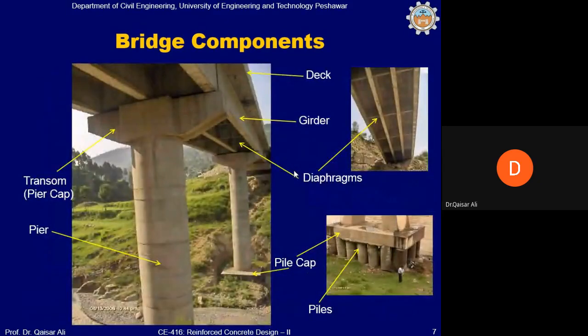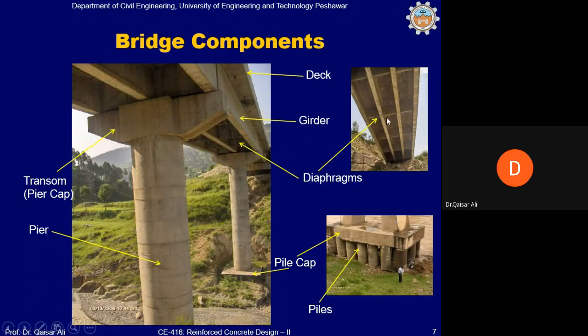This is an actual picture of a bridge. You can see different parts of the bridge. The bridge deck is actually the surface, as I said earlier, on which the vehicle runs. So this is basically a slab, and you can see a number of girders in this system. There are 1, 2, 3 girders here. Here 1, 2, 3, 4 girders.